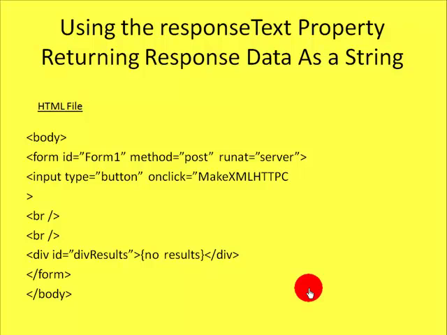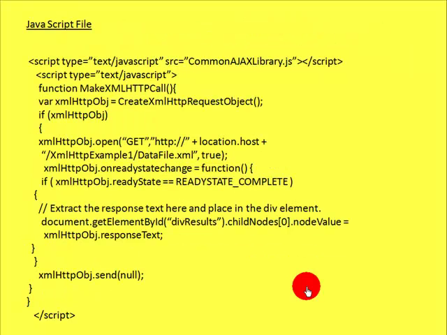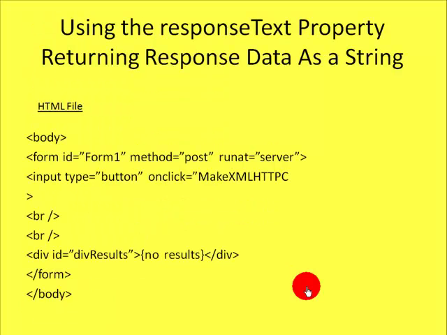To explain this, I will have to use one XML file, one JavaScript file and one HTML file. This is our HTML file, this is the JavaScript file, and this is an XML file. I will explain the first property. It is the responseText property.